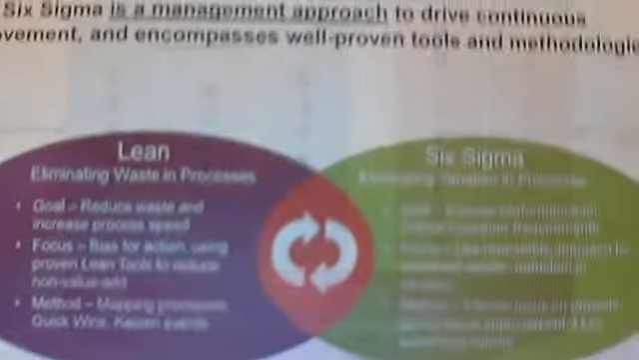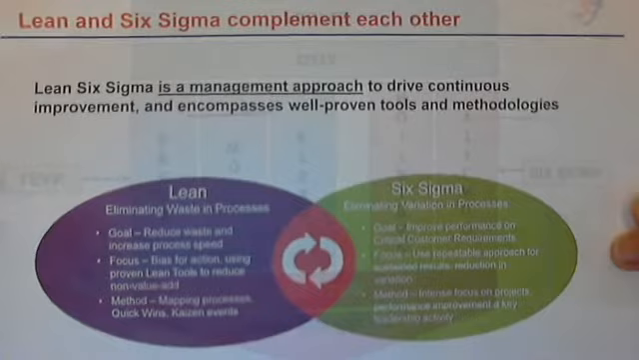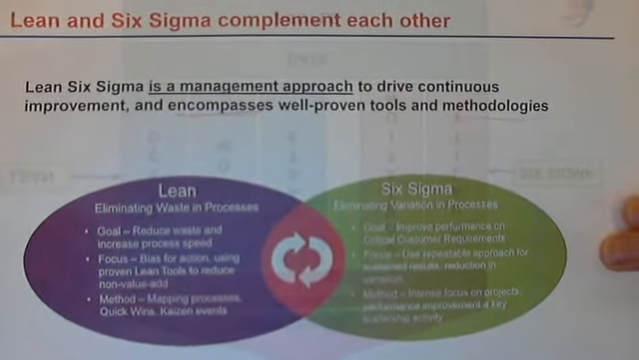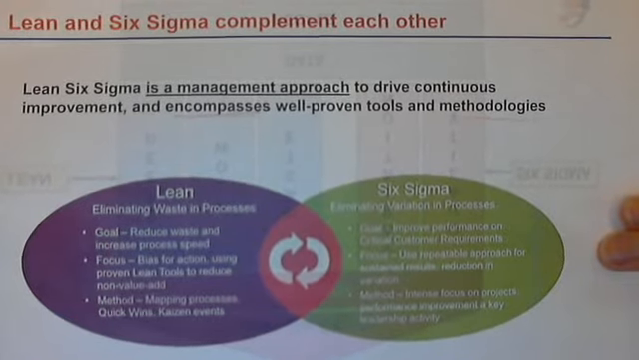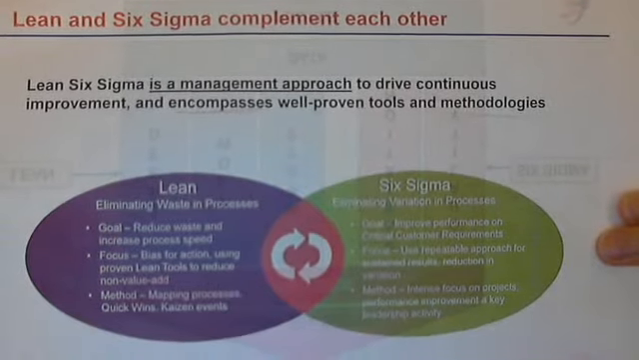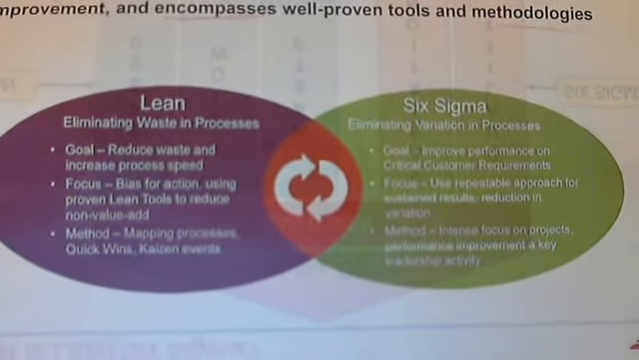So this presentation was about Lean and Six Sigma. This sheet explains the two. So you can see at the top there, Lean and Six Sigma complement each other. Lean Six Sigma is a management approach to drive continuous improvement and encompasses well-proven tools and methodologies. If you want to read more about it in the circles below, please pause the video. It should be nice and clear there. If you pause it, you can read the rest.